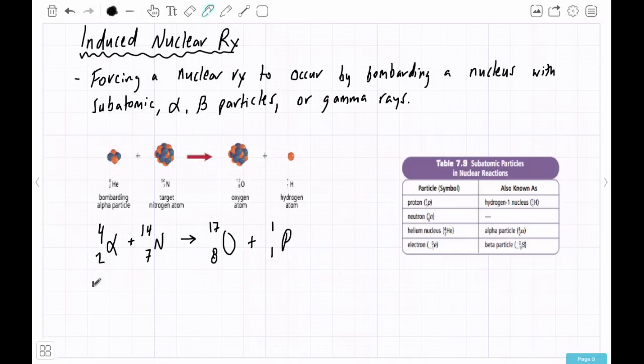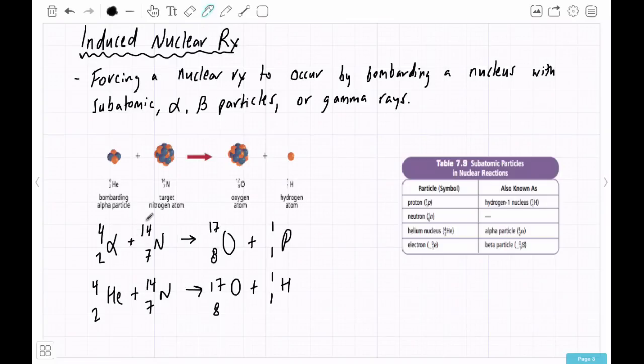Of course, we can also write it with the proper chemical symbols, and so we can put helium right here. Here's our nitrogen again. Oxygen's going to remain the same. And we could also put hydrogen here as well. Either way, you can use the proton symbol or hydrogen. We can use the alpha particle symbol or helium. It doesn't really make a difference. The one really important thing is that the numbers have to all add up.